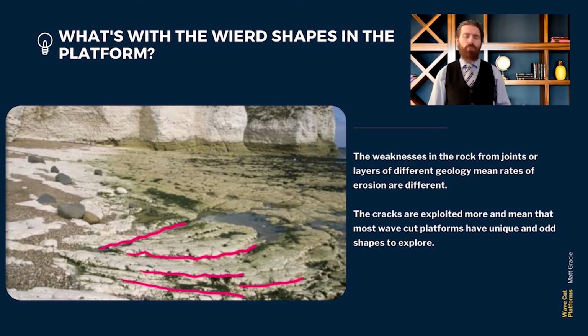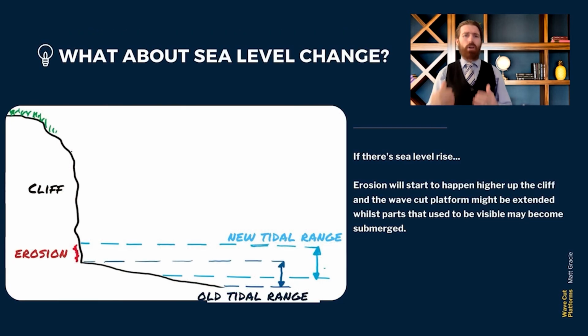Now, if we saw sea level rise, what would happen is the platform out in front of my cliff is going to get covered by water. The water's going to rise and cover it, but the cliff at the back might start to see more erosion because that high water mark has risen and I'm getting more erosion on the cliff.